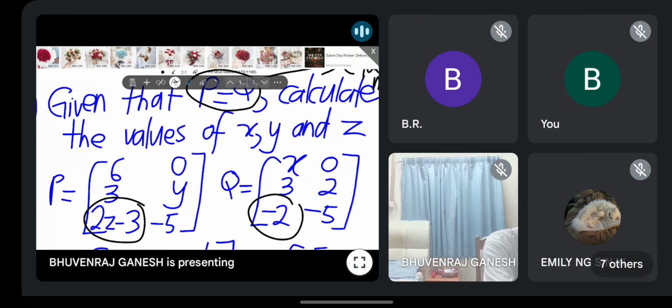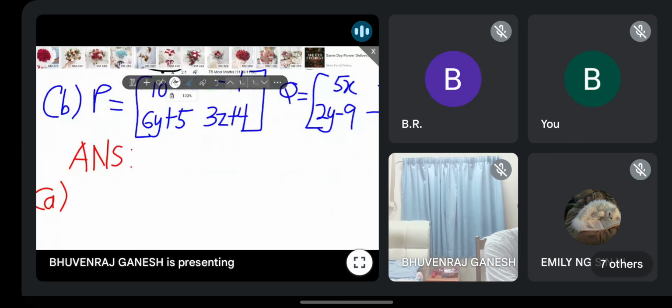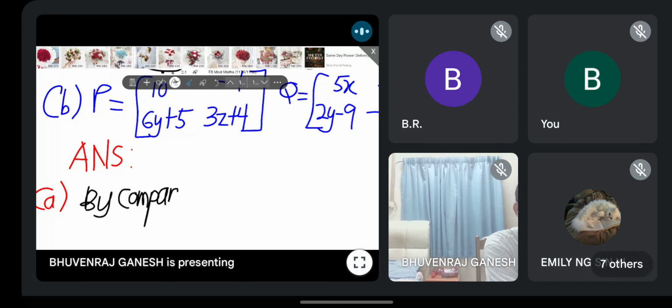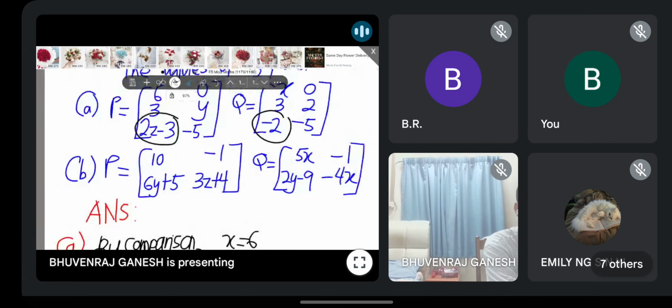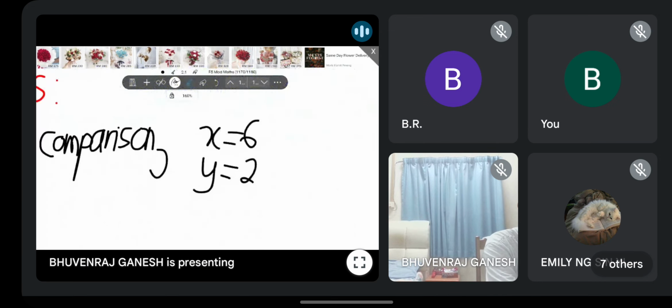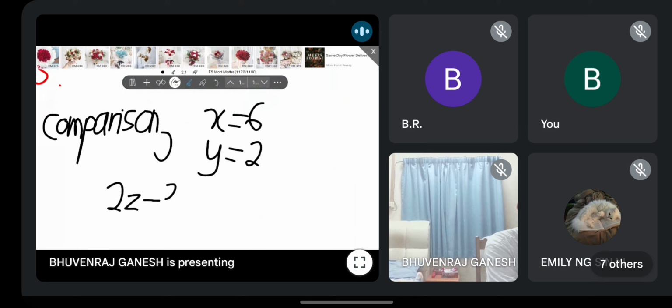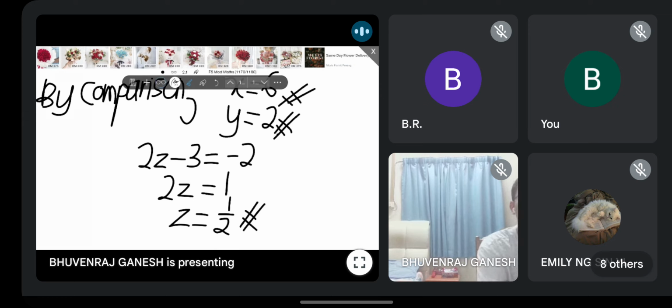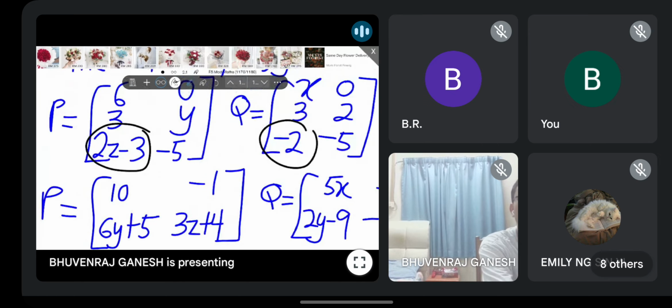So basically this one, you no need to show any working. Maybe you can write something like this. By comparison, you can write like this in the exam. So you will get x equals to 6, y equals to 2. And then for this one, you can solve it out. 2z minus 3 equal to -2. So just salin balik, and then you just show some small working lah. 2z equal to 1, and then z equals to half. Okay, guys, are you clear? I think this is quite a simple example lah, the direct type. Questions can come harder than this, but this is one of the simple types.